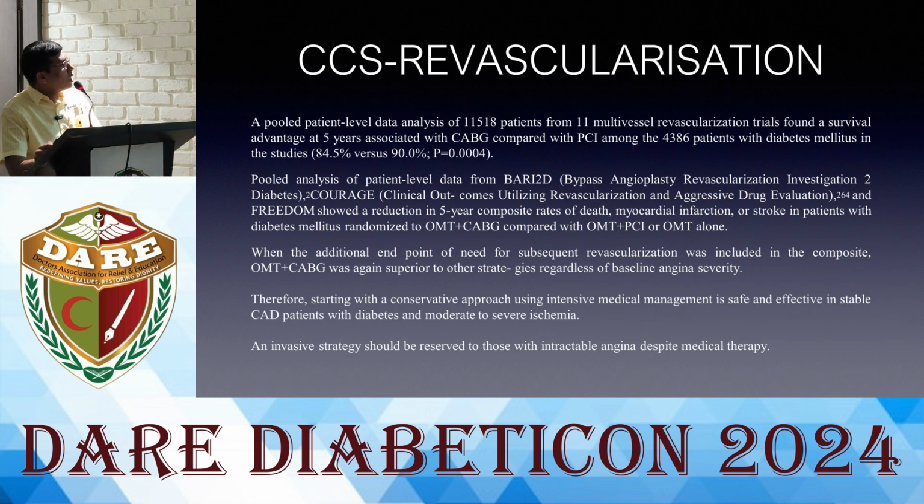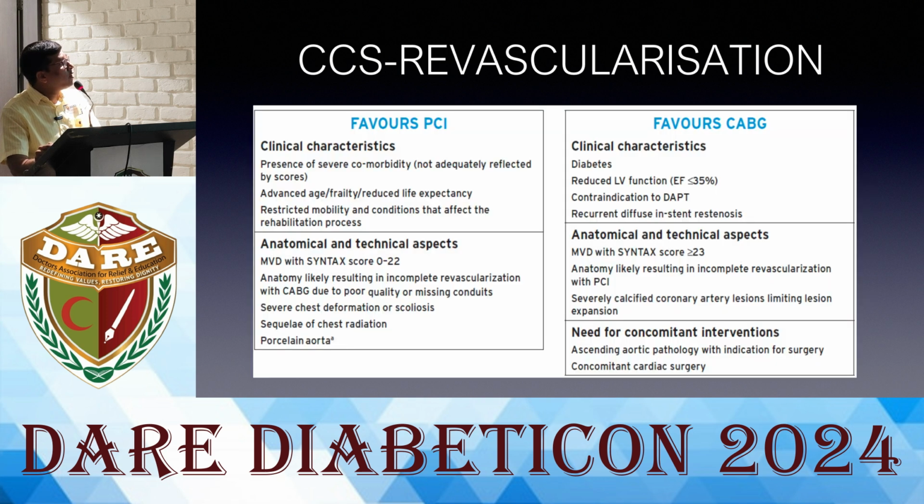So, what are the characteristics which favor PCI? Presence of severe comorbidity, inadequate refractory scores, advanced age, frailty, reduced life expectancy, restricted mobility, and conditions that affect the rehabilitation process. And a SYNTAX score of less than 22, and anatomy wherein the revascularization is not going to be complete with CABG, some chest deformities, scoliosis, chest radiation, lung issues.